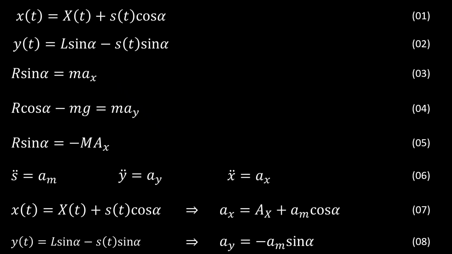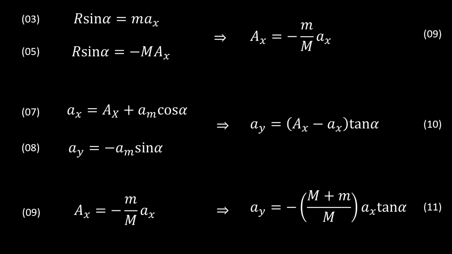Let us recall all the equations we found for this system. Equations 1 and 2 are the x and y positions of the block with respect to the ground observer O sub 1. Equations 3, 4, and 5 are found from Newton's second law of motion. Equation 6 shows the accelerations of the block. Equations 7 and 8 are geometrical constraints from the system composed of the wedge and the block. Equation 7 relates all three horizontal accelerations. A sub m is the relative acceleration between the block and the wedge. Capital A sub x is the acceleration of the wedge, and A sub x is the horizontal acceleration of the block with respect to the ground observer.